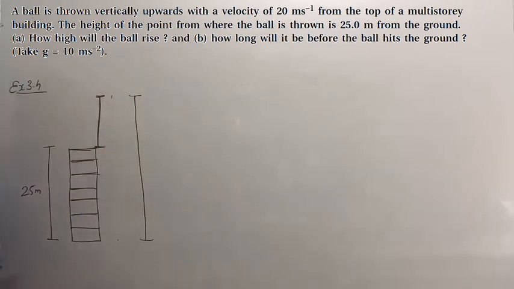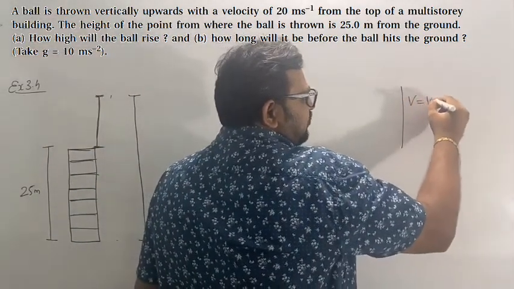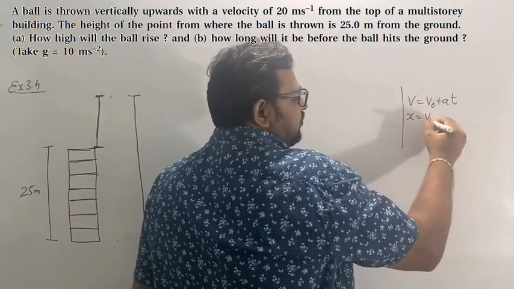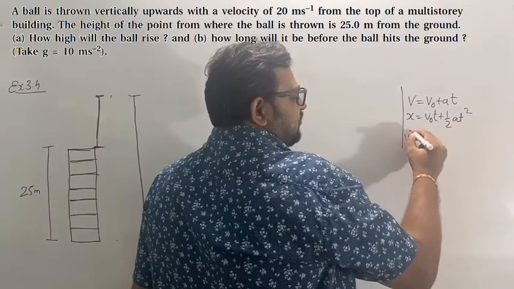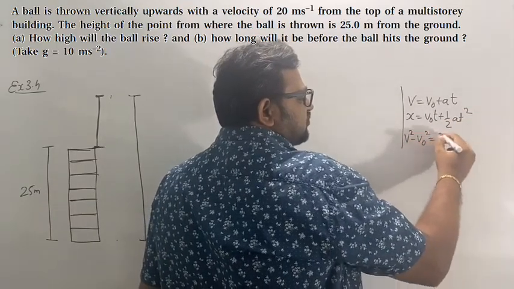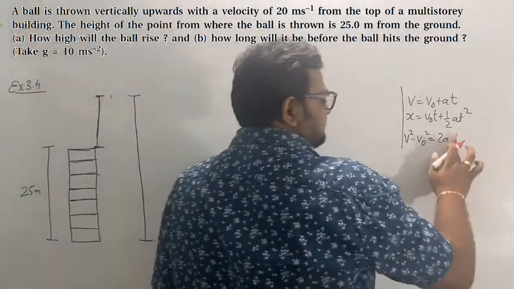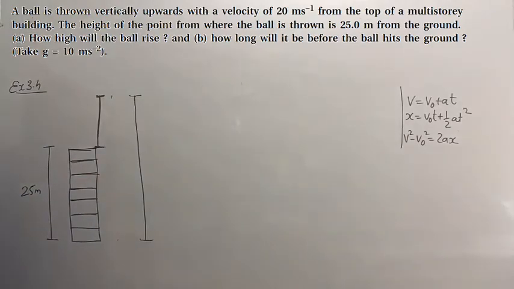So before solving, let me write down the three kinematic equations: v equal to v0 plus at, x equal to v0t plus half at square, and v square minus v0 square equal to 2ad, or 2ax, where x is the distance covered.